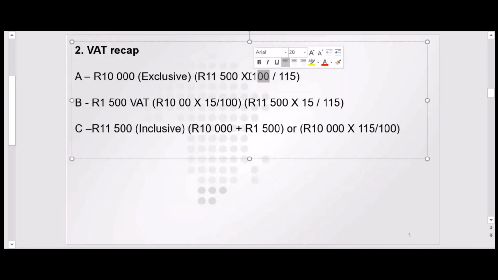Can you see that? Even when you are calculating the VAT part now, you are saying 11,500 has already been added the additional 15%, meaning when you are dividing, you are going to divide by 115.